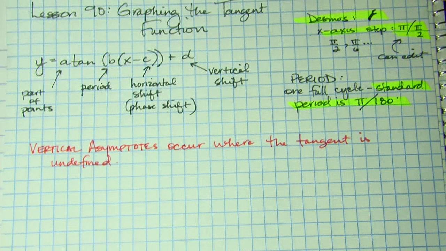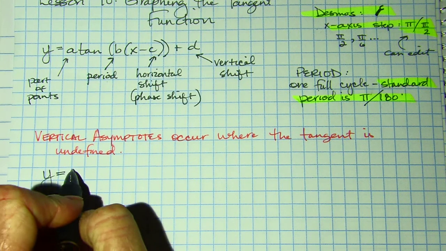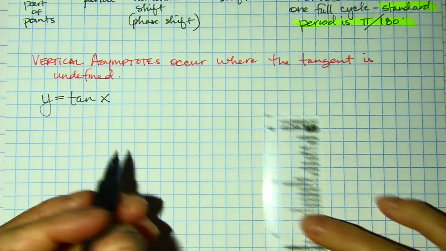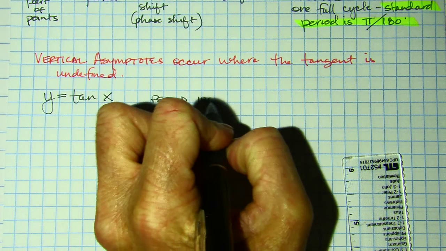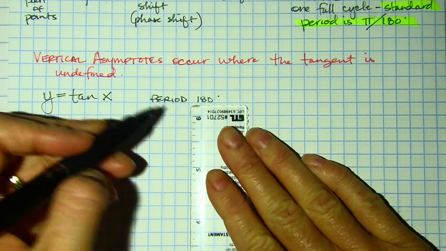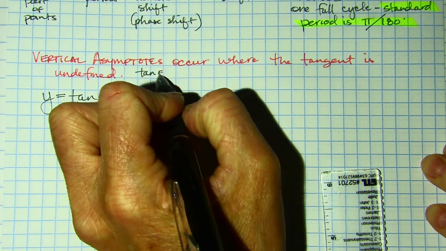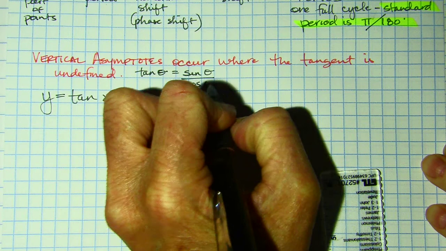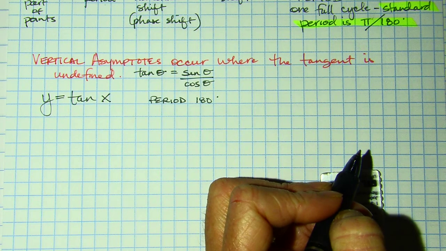All right, so here we go. I'm going to graph the basic function, the parent function. Remember, my period will be 180 degrees. And review, the tangent of theta equals the sine of theta over the cosine of theta. So there are values where tangent is undefined, and that's where we're going to create these vertical asymptotes.